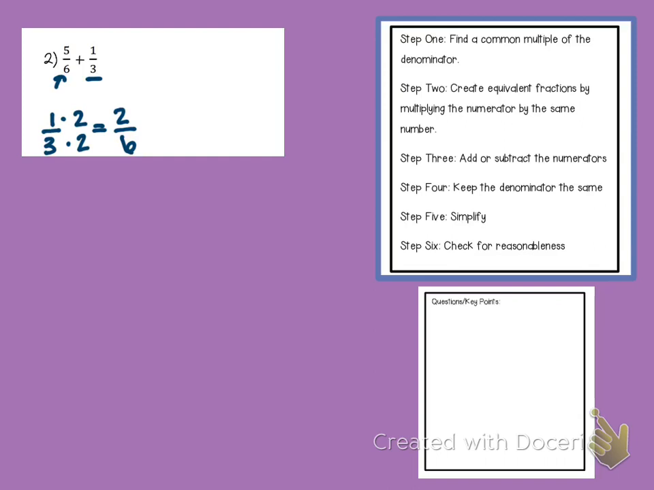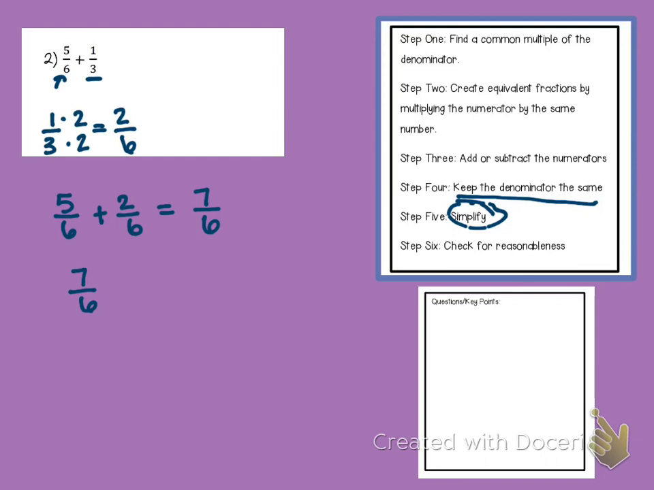So let's reset the problem to 5 over 6 plus 2 over 6. So remember, our next step is to add the numerators. 5 plus 2 is 7. And then step 4 says to keep the denominator the same. Therefore, it is 7 over 6. So now we simplify. We don't want to keep anything in an improper fraction. So now we're going to create a mixed number.